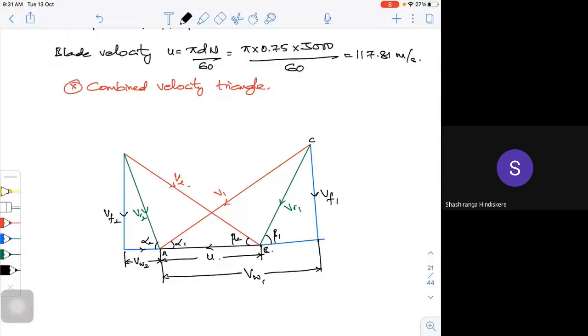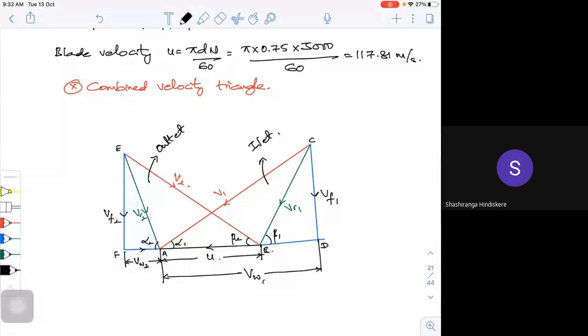If I name the points A, B, C, D, E, F, then A, B, C, D is the inlet velocity triangle, and B, E, F, A, whatever is on the left hand side, is my outlet velocity triangle.